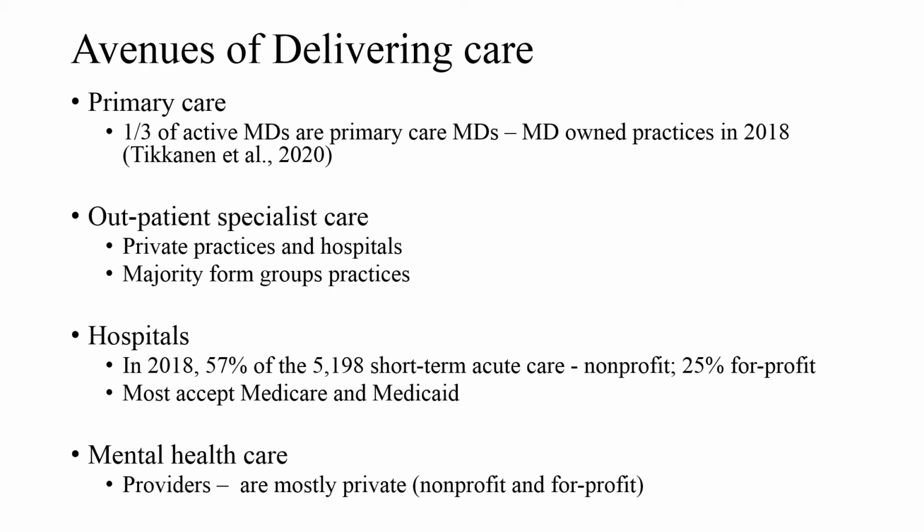and one statistic I wanted to provide is that about 57% of about 5,200 short-term acute care hospitals are non-profit, and 25% are for profit, and most of them accept Medicare and Medicaid. And for mental health, this is mostly private as opposed to other countries. This could be non-profit or for profit.